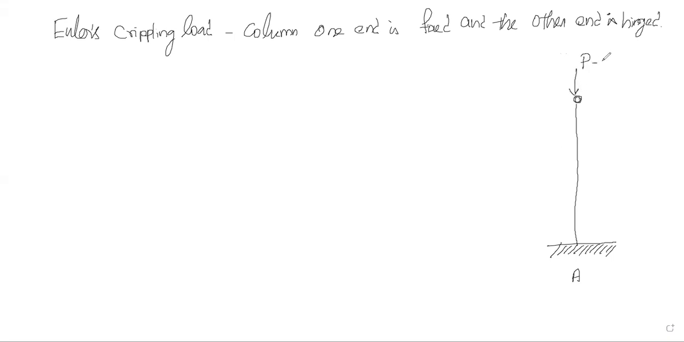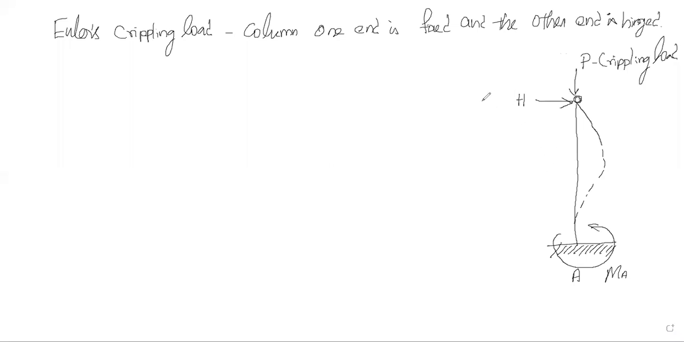So this is nothing but the crippling load. The concavity is going to happen here. Because of this fixed end, we can have an end moment here, MA. So how is this MA created? Because of our horizontal force.